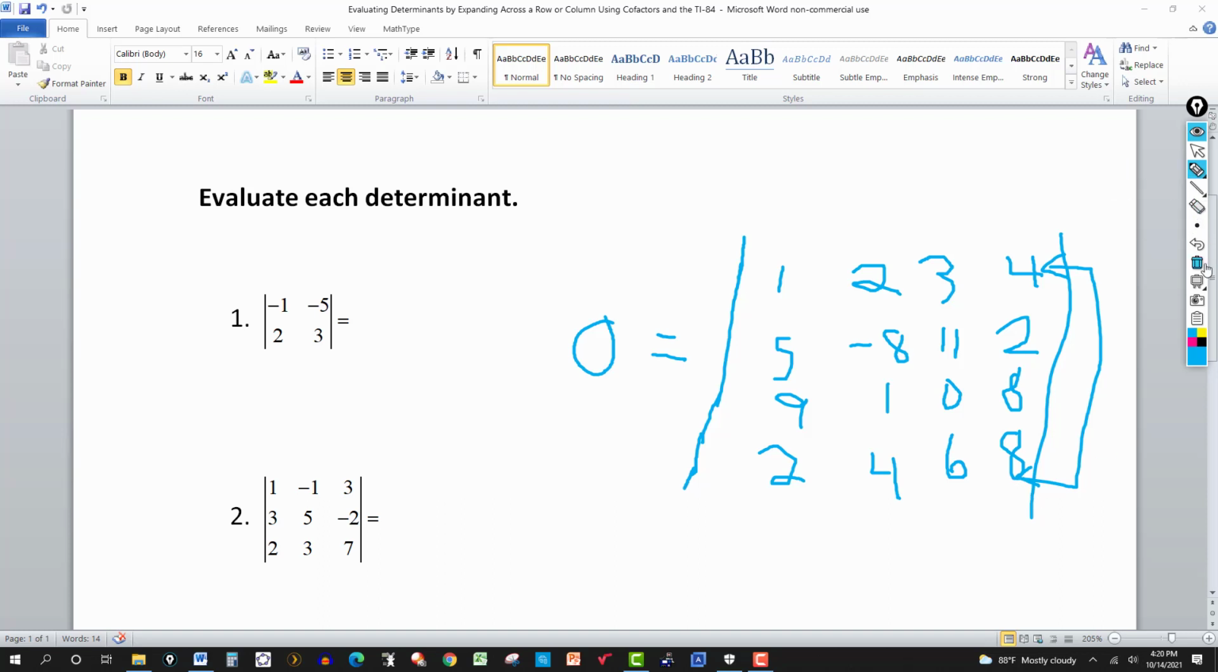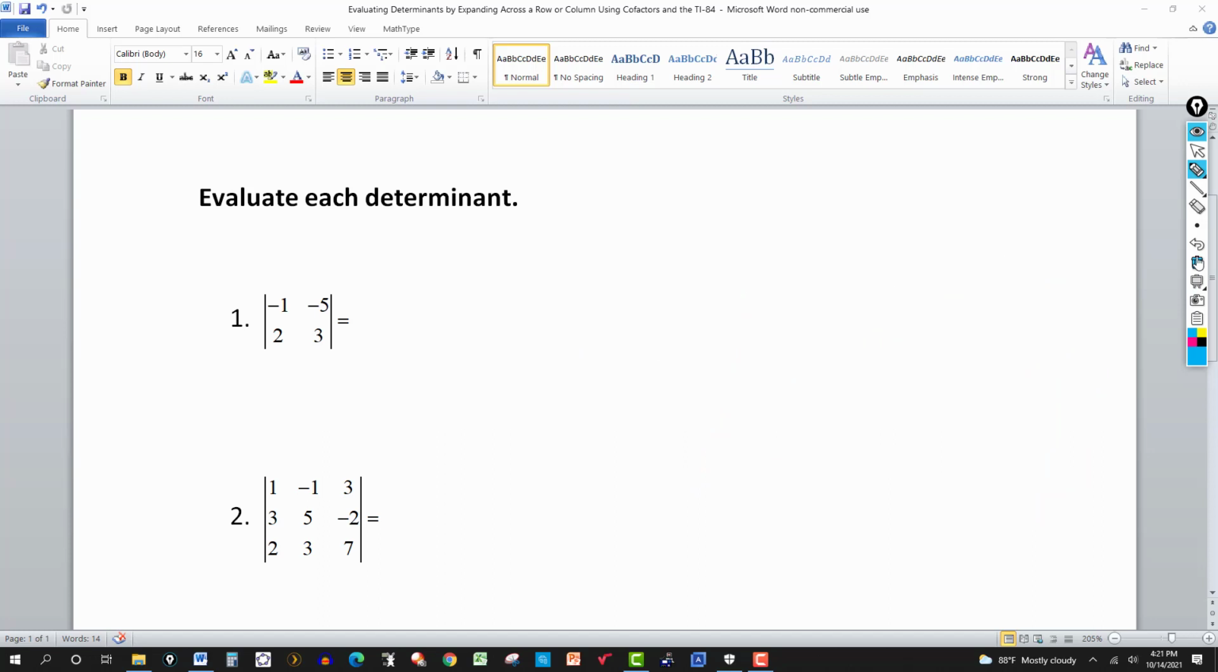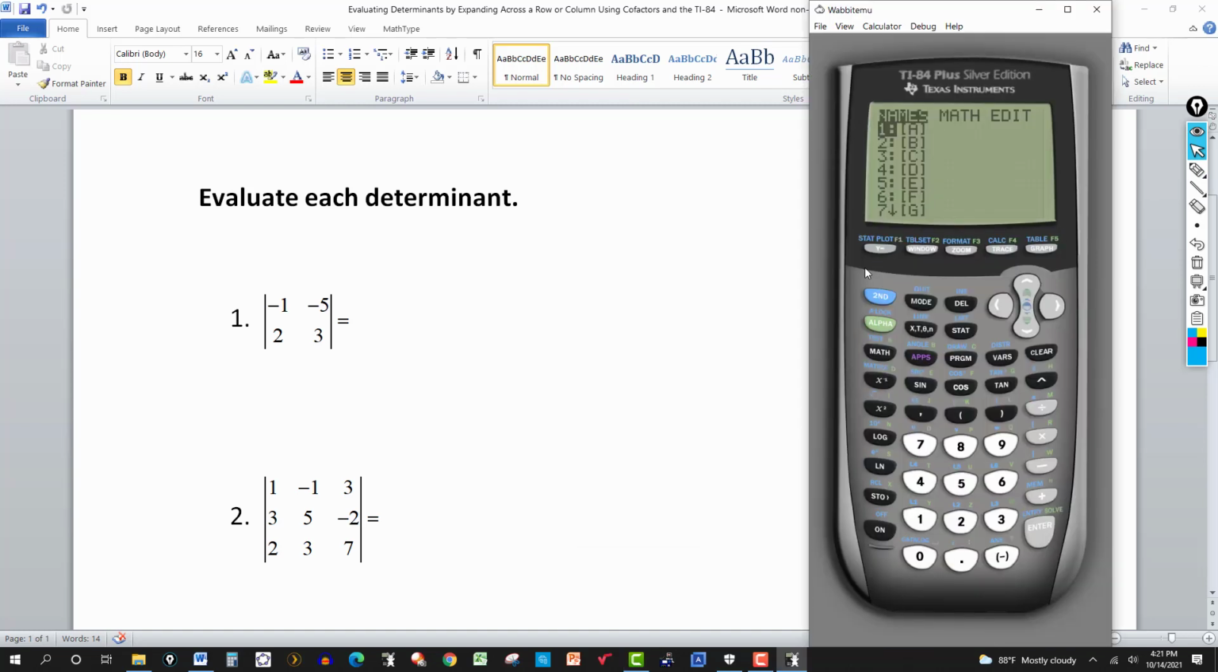Those are methods that you can use: cofactors, using properties of determinants. And there are a few other properties that you can use in more advanced situations. The only thing I want to do now, and I think I've done this before with a graphing calculator, is let's go ahead and evaluate determinant number 2.